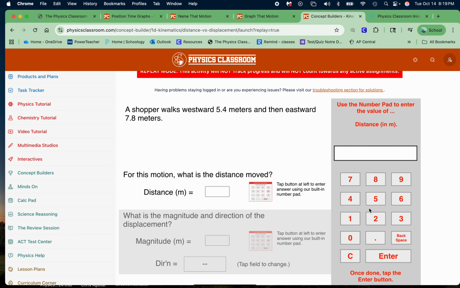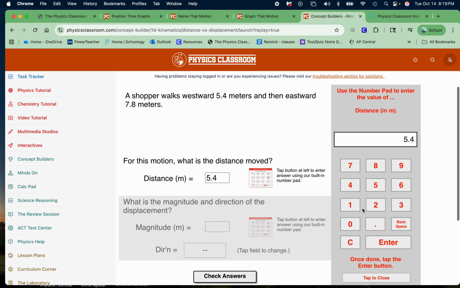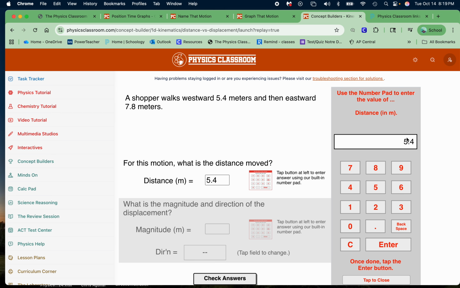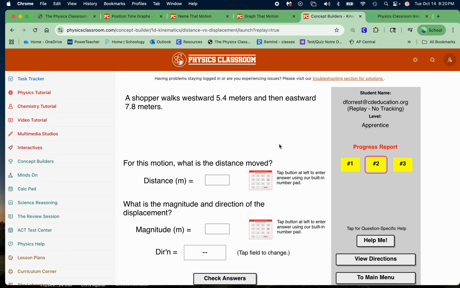So I could say like 5.4. Oh, that's weird. That's for entering the final number. Never mind, I kind of don't want to use that, because you could just type it in here. So I'm going to add those two. That's 5.4 plus 7.8, which is 13.2.